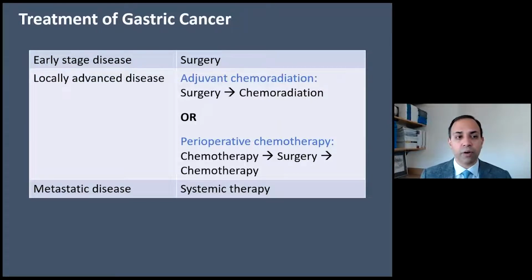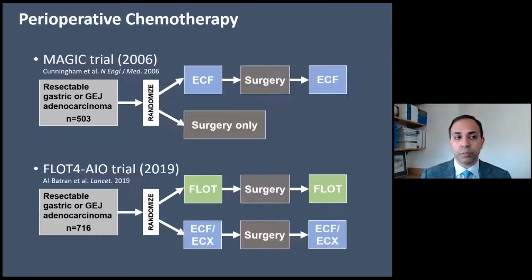When we think about perioperative chemotherapy, there are 2 major trials that I would like to highlight. The MAGIC trial laid the foundation for perioperative chemotherapy. Patients were randomized to undergo surgery alone or to receive chemotherapy with a regimen known as ECF, epirubicin, cisplatin, 5-fluorouracil, before and after surgery. Those patients who received perioperative ECF had significantly higher progression-free and overall survival when compared to those who only had surgery.